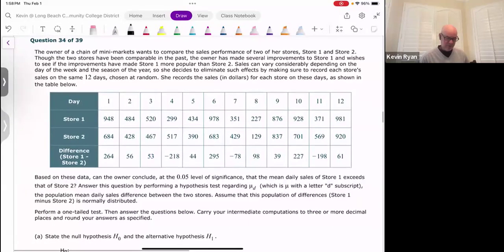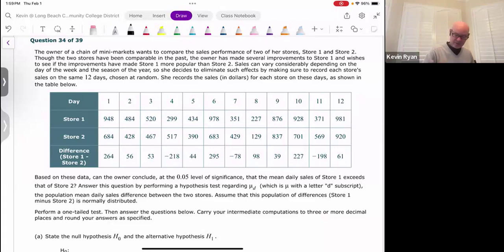All right. The owner of a chain of mini markets wants to compare the sales performance of two of her stores, store 1 and store 2. Though the two stores have been comparable in the past, the owner has made several improvements to store 1 and wishes to see if the improvements have made store 1 more popular than store 2. Sales can vary considerably depending on the day of the week and season of the year, so she decides to eliminate such effects by making sure to record each store's sales on the same 12 days, chosen at random. She records the sales for each store on these days as shown below.